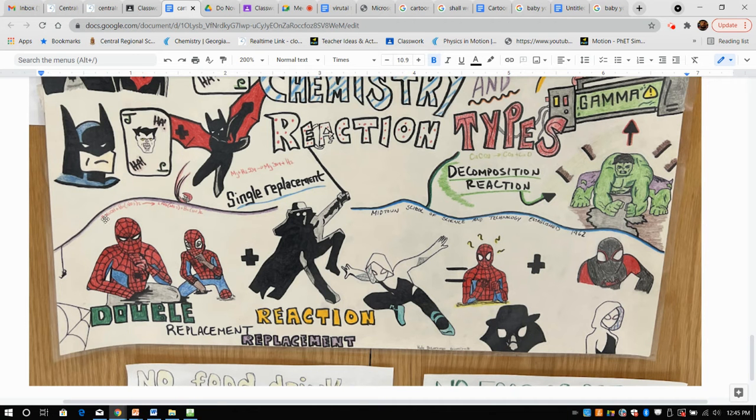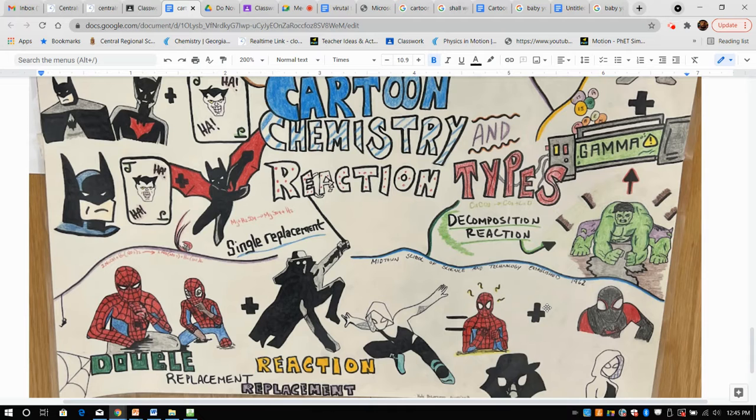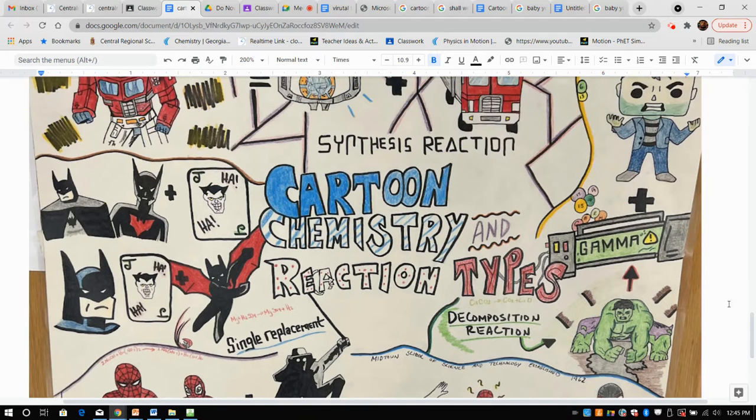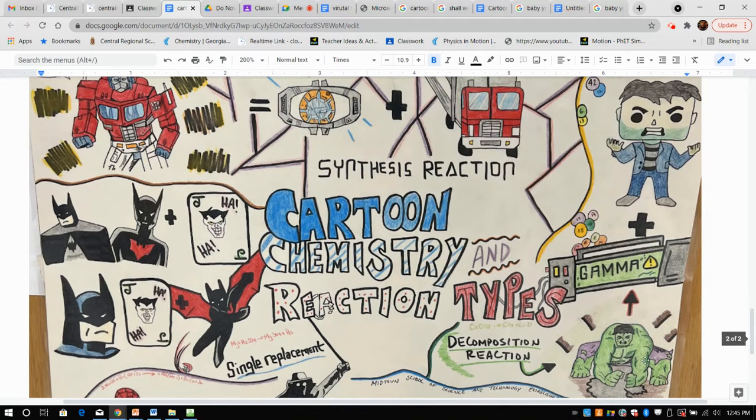Double replacement reaction, and right there, they have it listed as a balanced chemical equation for a double replacement reaction. And finally, the example that they drew was a decomposition reaction. You had a more complex thing, the Hulk, when it breaks down into its simpler parts, it was due to the gamma radiation and Bruce Banner. So again, he has the balanced chemical equation there.